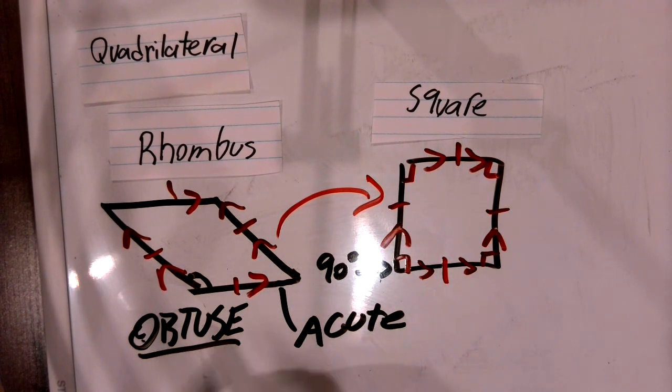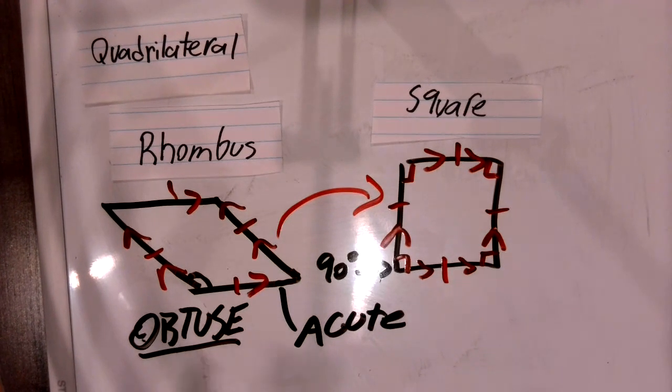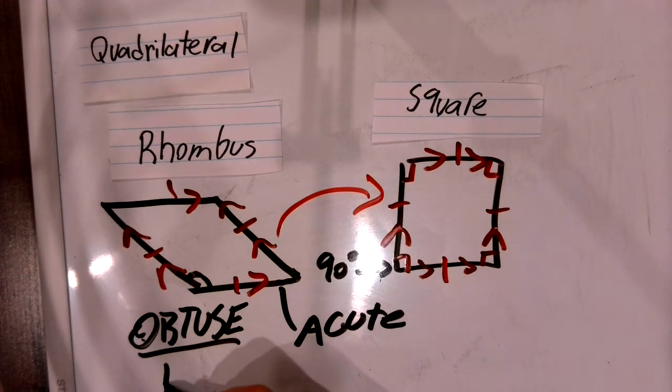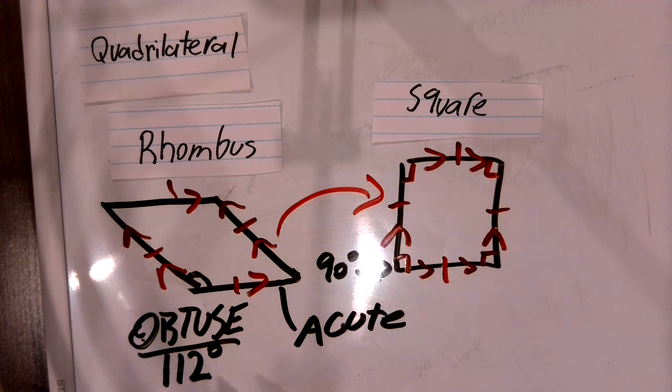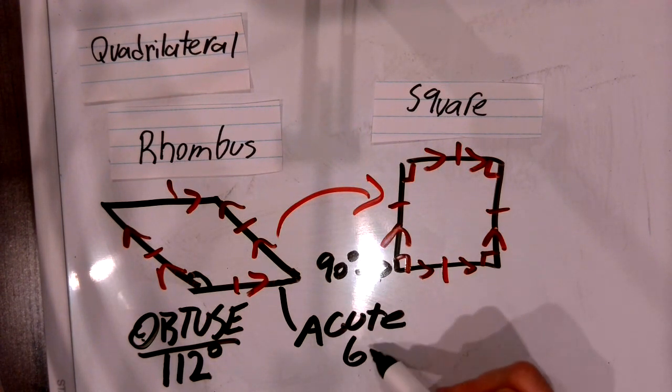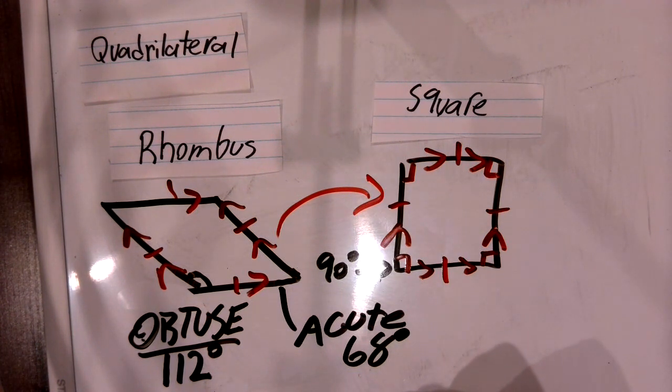All caps because it's fat. So degrees that would be obtuse would be, for example, this rhombus could have 112 degrees at this angle, and then this acute angle could be 68 degrees. See, this one's less than 90, and this one is bigger than 90.